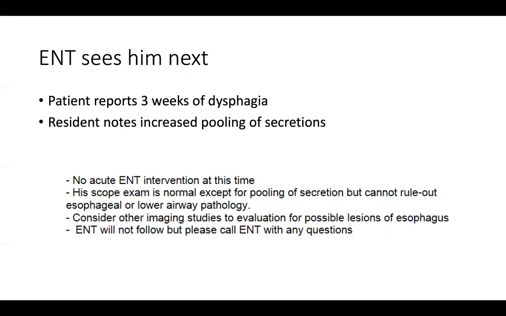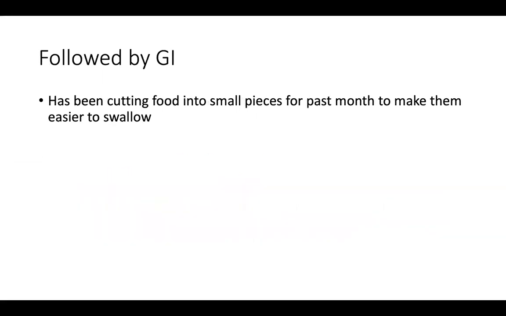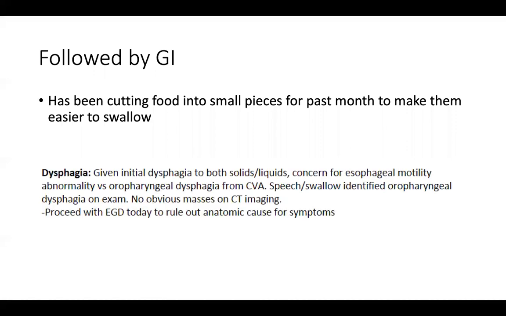So then GI came to see him. They found out that for the past month, he's been cutting his food into incredibly small pieces in order to be able to swallow it. And they said concern for esophageal motility abnormality versus oropharyngeal dysphagia from a CVA. They wanted to get an EGD to rule out an anatomic cause of the symptoms.